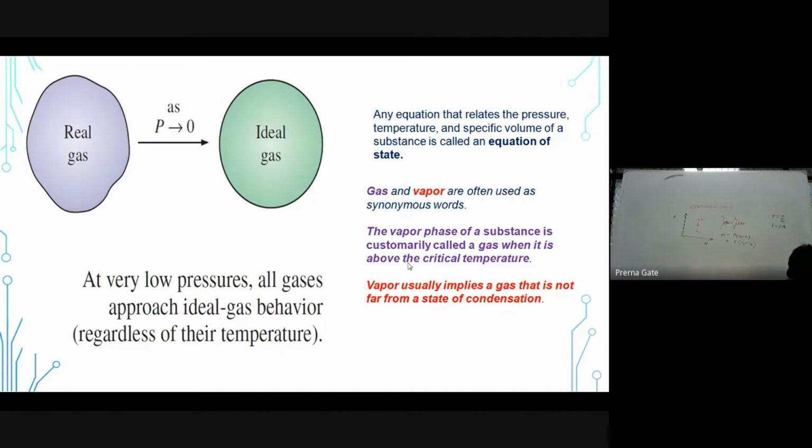So we have discussed work done for various processes. Now the next part of discussion is ideal gas. So what is ideal gas, and why is the assumption of ideal gas significant in our discussion? Any equation that relates the pressure, temperature, and specific volume of a substance is called the equation of state.